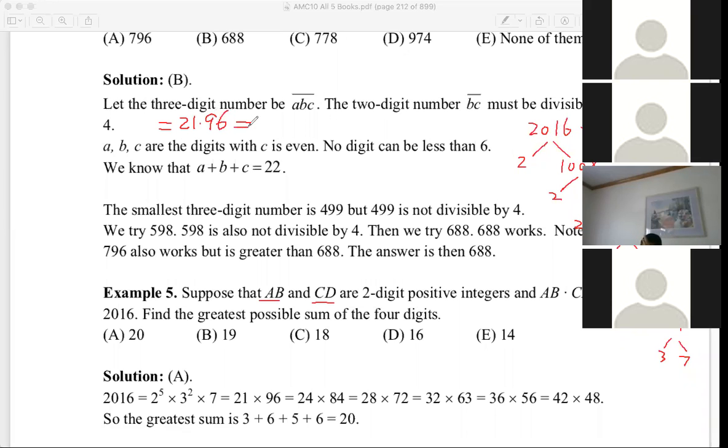This is one choice. Now let's think. How about we use 32?